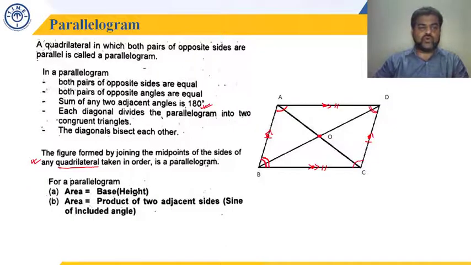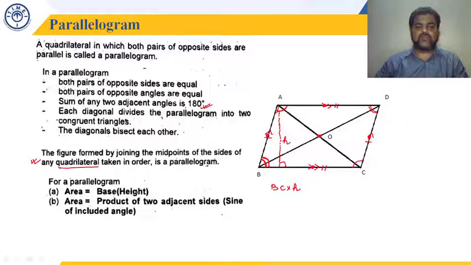So for any parallelogram, what is the area? Area is base into height. So suppose I take BC as the base, then remember height will not be AB. The height will be the perpendicular length. So if you drop a perpendicular from A to BC, then this is the height. So area can be calculated as length of BC, which is the base, into the height, which is H.